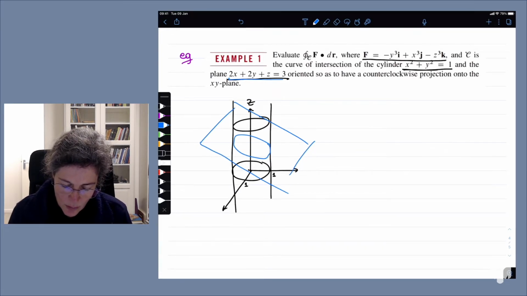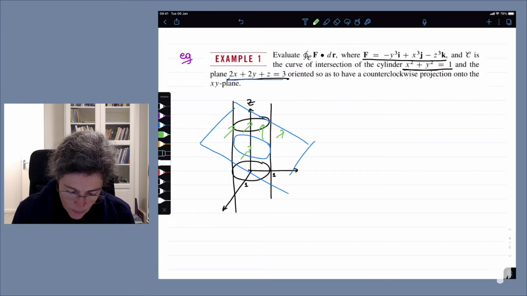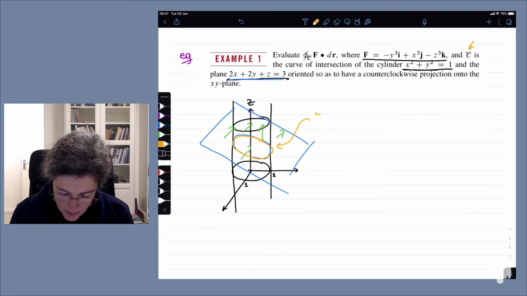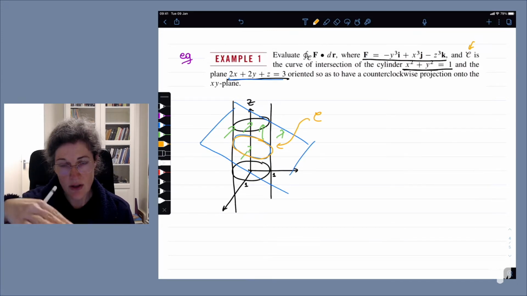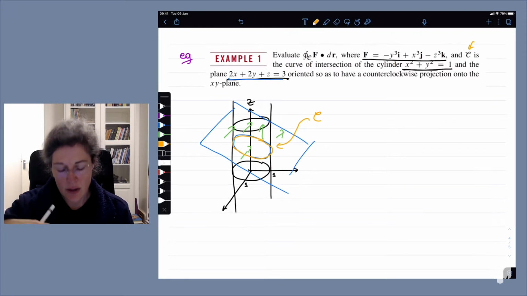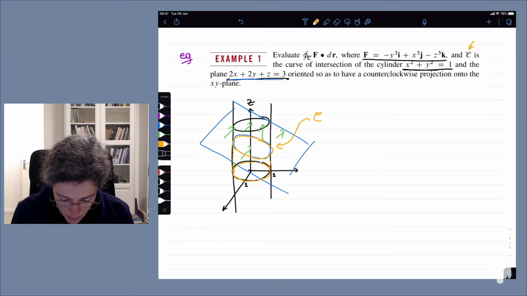So, I want to think about the orientation, and I've got my vector field doing whatever crazy thing it's doing, all over the place. But I want to find this intersection here. So our C is that curve of intersection, and I want to orient it so that if I project that intersection down onto the xy plane, I get a clockwise projection onto the xy plane. So if I think about projecting my C down onto the xy plane, it's going to be along here. Clockwise means going this way, so up here it's going like so.